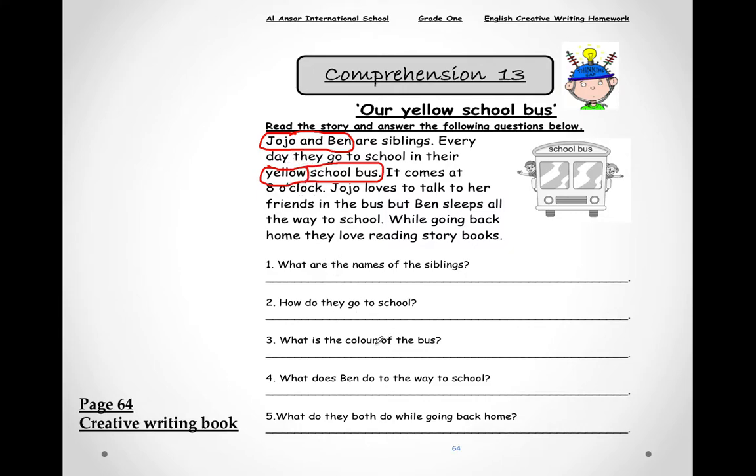Now learners, the last two questions. You are going to complete it on your own. The fourth question is, what does Ben do on the way to school? And question 5, what do they both do while going back home? Now remember, you can get the answers from reading the comprehension. And when you are done circling the answers, I want you to click on the assessment and complete the answers there just so that I can see that you understand how to complete the comprehension.